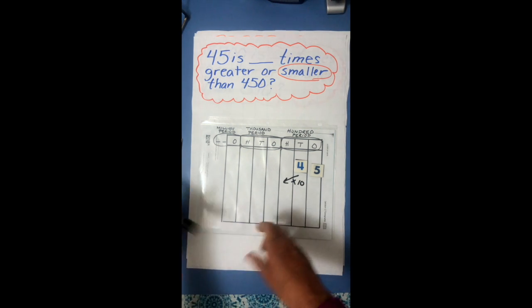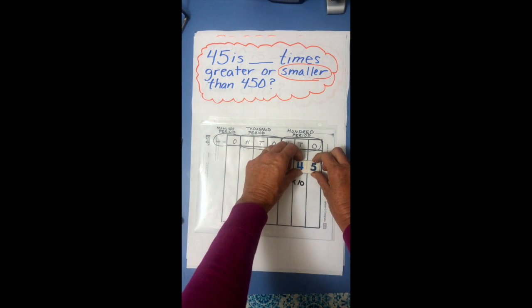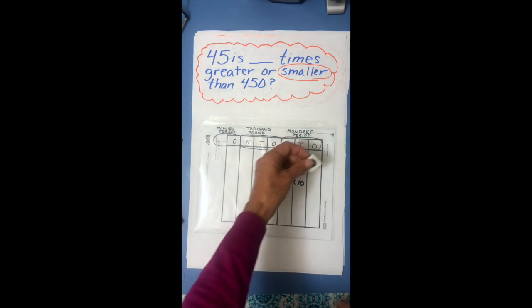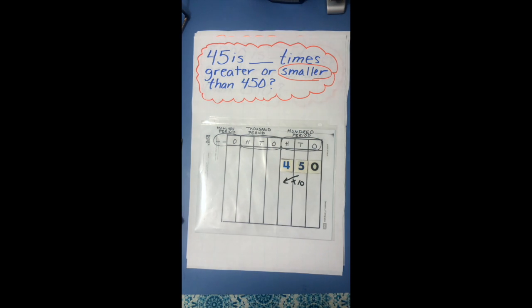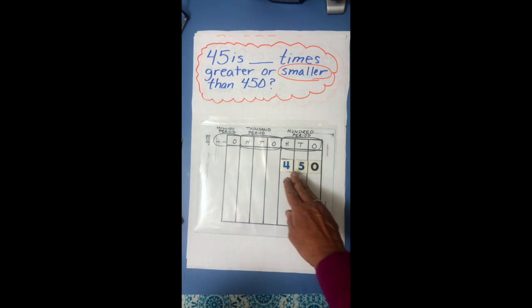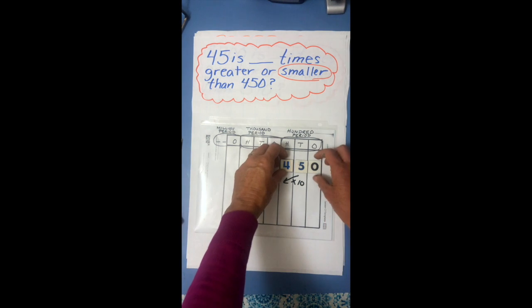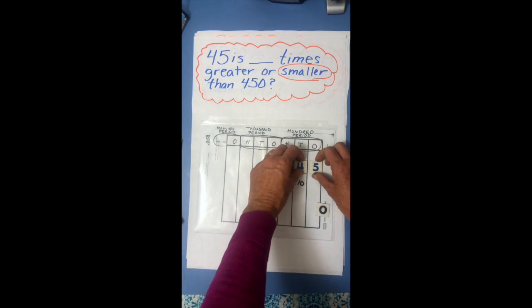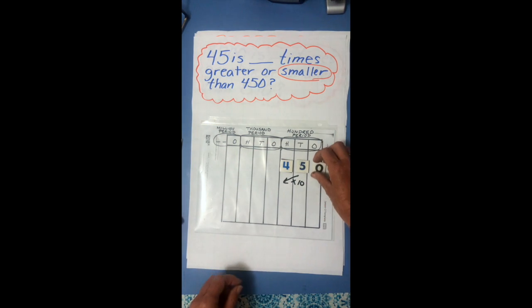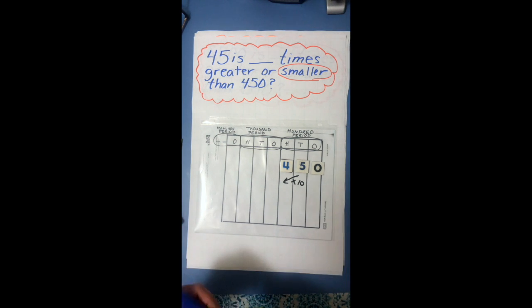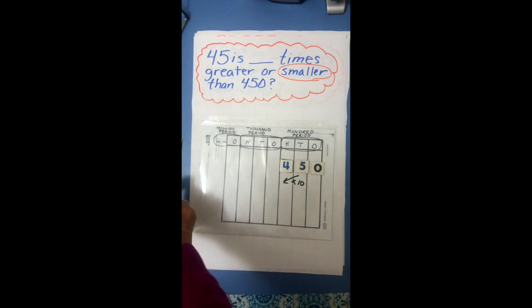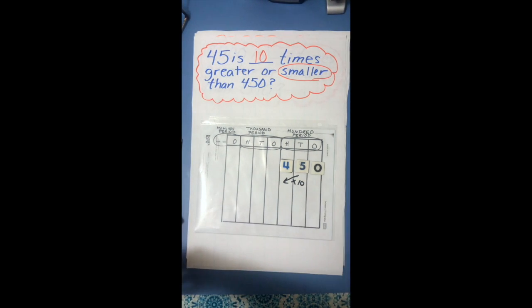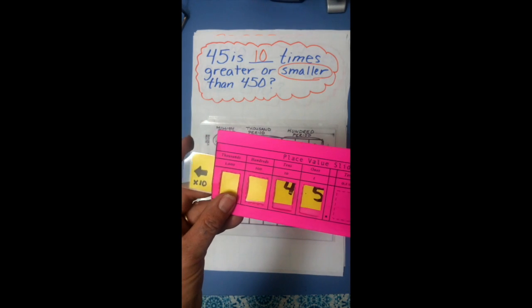So if I take the leading digit and just move this whole number over one line, then you see I have a space here, which I can add a 0 as a placeholder. So I got 450. So 450, in order to get 45, I'd have to go backwards on here. So I'd have to divide by 10 to get 45. So 45 is 10 times smaller than 450.